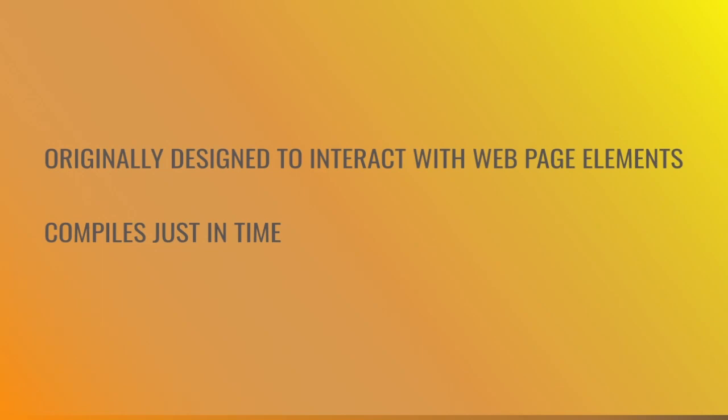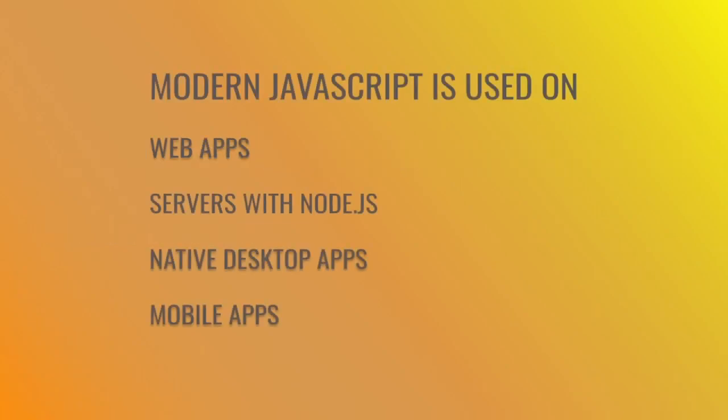JavaScript is a programming language. It was originally designed to interact with elements of the web page. It is dynamically typed and compiled just in time. Just in time means it is changed when the program runs from readable text to something that can run in your web browser. Nowadays, JavaScript is not just used in the web browser, it can be used on the server, in native desktop apps and mobile apps as well.